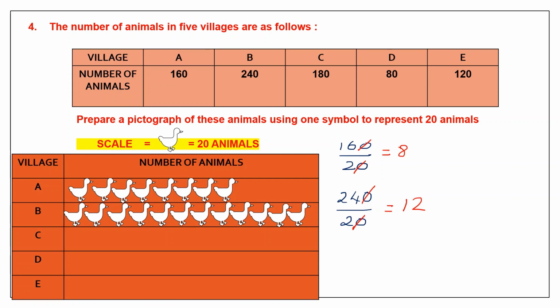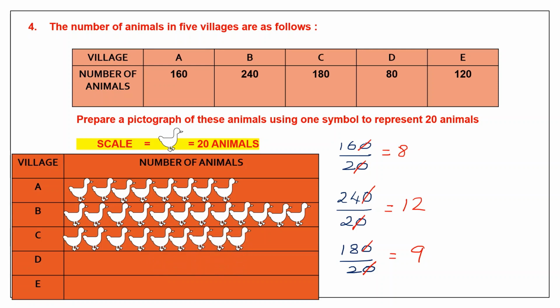Now we're going to go on to village C. Village C has 180 animals. We're going to divide this by 20, the scale. Okay, now 18 divided by 2. 2 9s are 18. So village C, we just have to draw 9 animals. 1, 2, 3, 4, 5, 6, 7, 8, 9. So we've got 9 there.